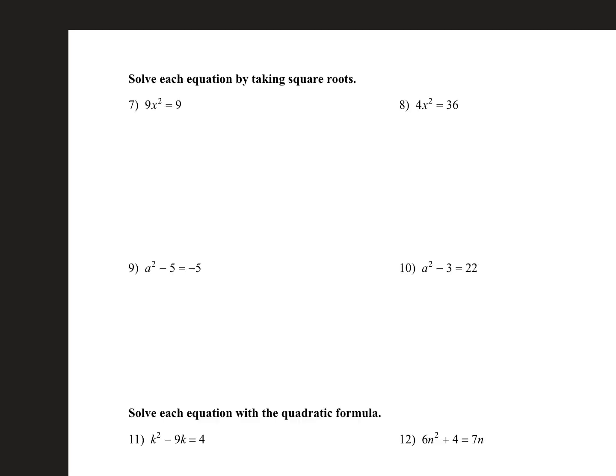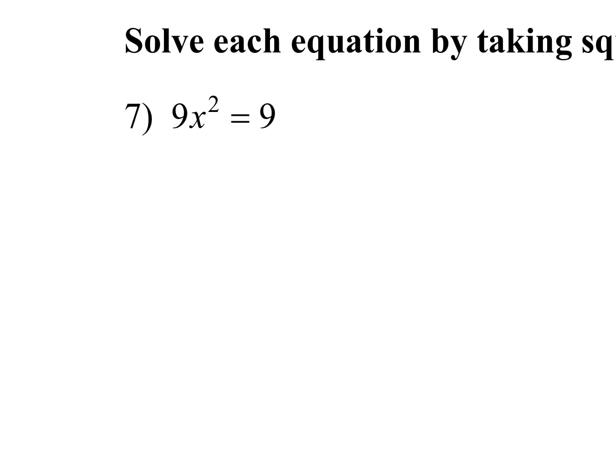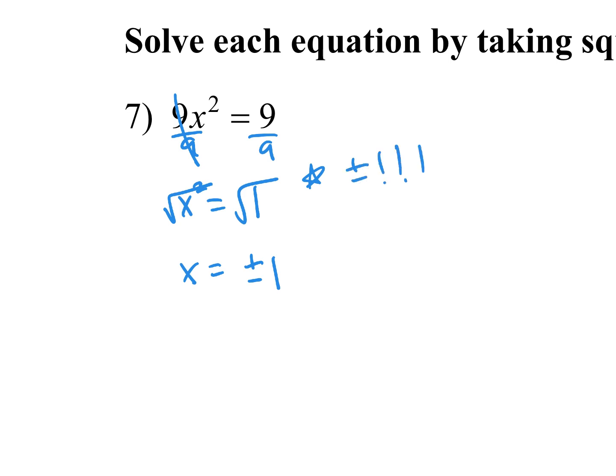So next we have solve each equation by taking the square root. So we want to get the variable all by itself. So looking at number 7, what should I do first? Divide by 9. Because 9 is being multiplied to x squared, we do the opposite of multiplication, which is division. So x squared is equal to 1. And then I need to get rid of that squared because I want x all by itself. So then what should I do? Square root both sides. So x is equal to plus or minus 1. So don't forget, anytime you take the square root of both sides, you need the plus or minus, just like the ones before.